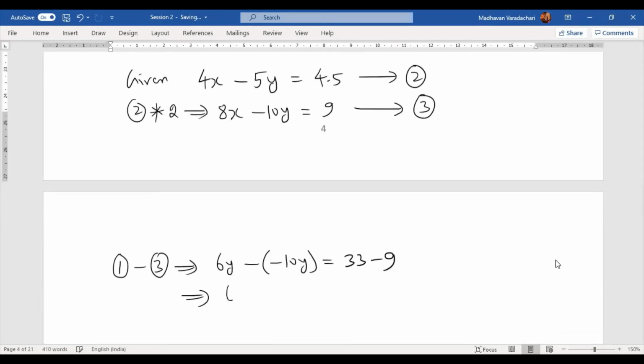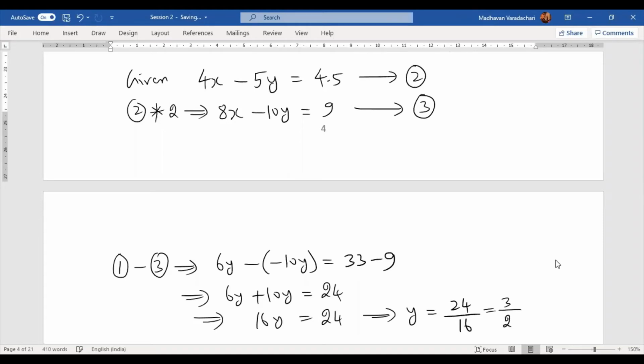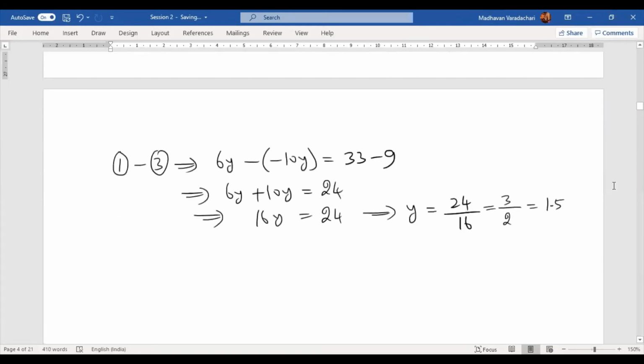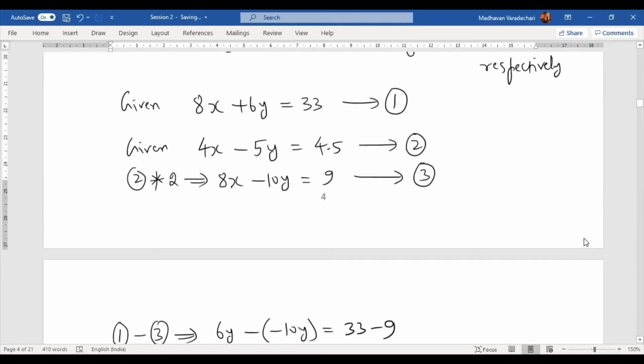This becomes 6y plus 10y is equal to 33 minus 9. It becomes 24. Means 16y is 24. So I can say y is 24 by 16, which is nothing but 3 by 2, or I can write this as 1.5. Okay. Now that I got the y value, I can find out the x value by using any of the equations, right? Let me use the first equation only.